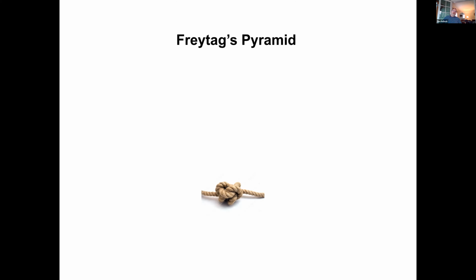And Gustav Freytag, who was a 19th century drama theorist, took the five components, the five acts of the traditional five-act play, which have been around for thousands of years, and overlaid them on this pyramidal structure, and argued that this is an effective way to think about the structure of a five-act play.